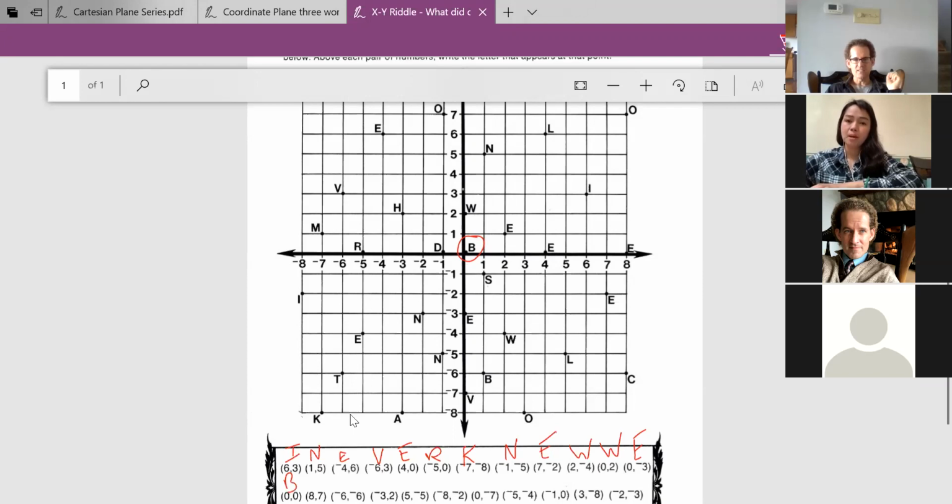This one says 8, 7, so I go to the right 8, and I go up 7. It looks like an O up there. So I'm going to put an O. This is -6, -6, so I go to the left 6, and I go down 6.